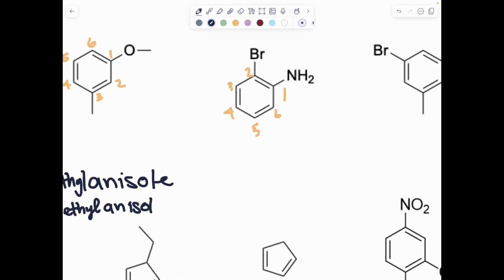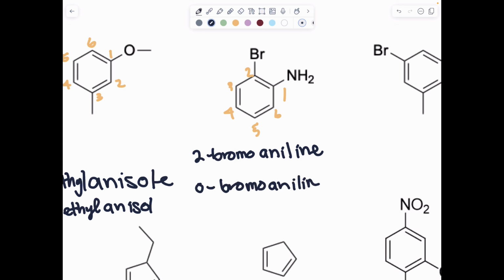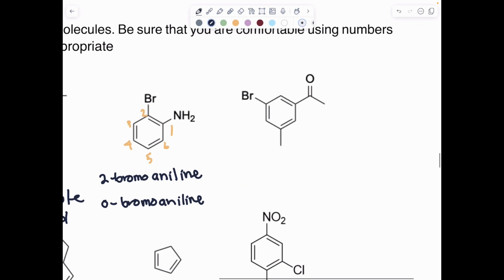Going back to the previous example with the bromine and the amine, the parent name for this compound is aniline, and there's a bromine on carbon 2, so this is 2-bromoaniline, or we could call it o-bromoaniline because the two substituents are ortho to one another.